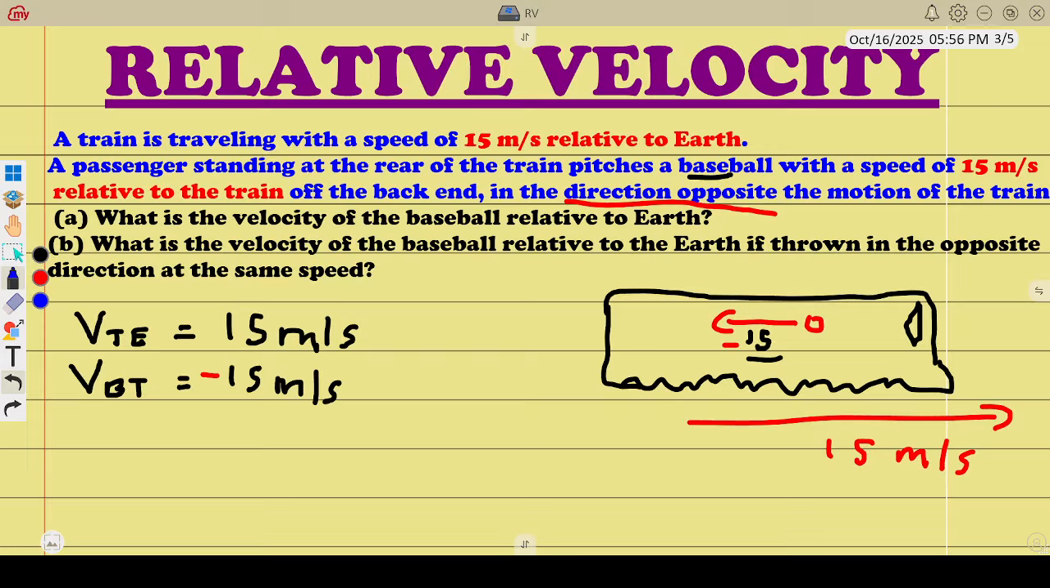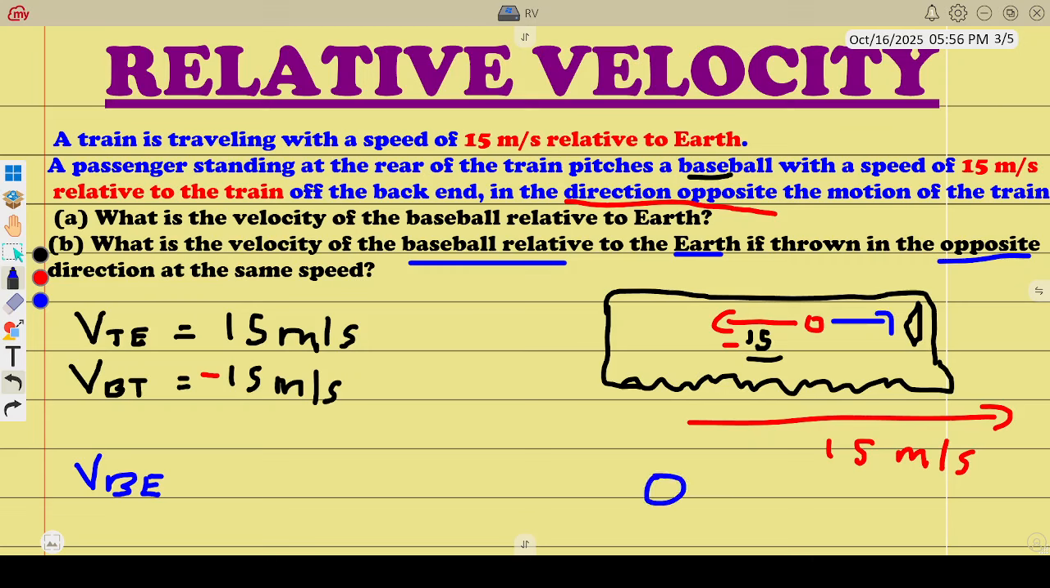So now, what is the velocity of the baseball relative to the earth if it is now thrown in the opposite direction? Okay. So this question, question B, is just the same question. They're saying the velocity of the ball relative to the earth. But in this case, it is thrown in the opposite direction. So you see this train, the ball is now thrown this side.